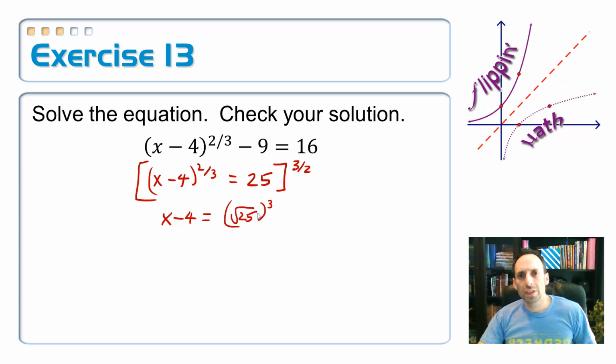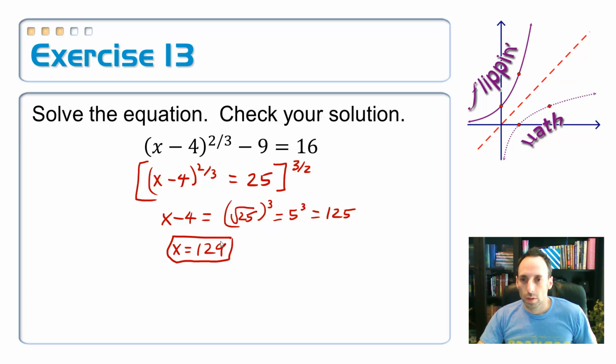Square root of 25 is 5, and then I'm cubing that, which is 125. Okay, and then finally add the 4 over, so I'd have x is equal to 129. Okay, let's check it, put it back in. So I'd have 129 minus 4 raised to the 2/3 power minus 9.